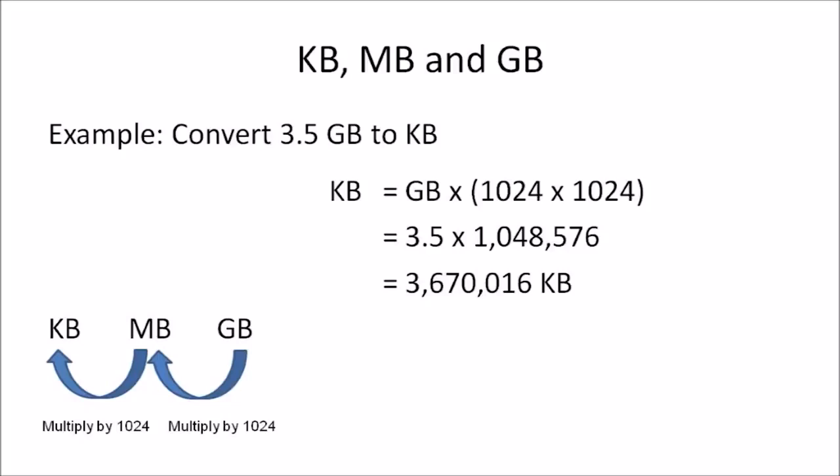So once we substitute the amounts, the formula becomes 3.5 multiplied by 1,048,576, and once you equate that, the answer we get is 3,670,016 kilobytes, right? So that's how we convert gigabyte to kilobyte.